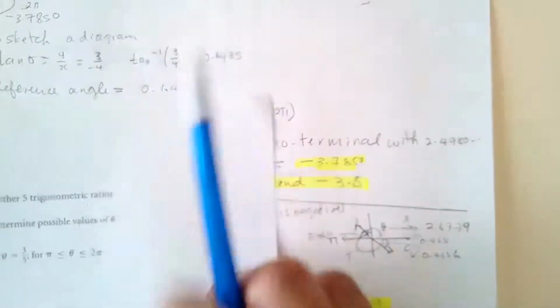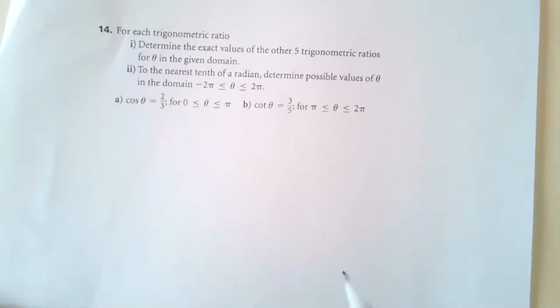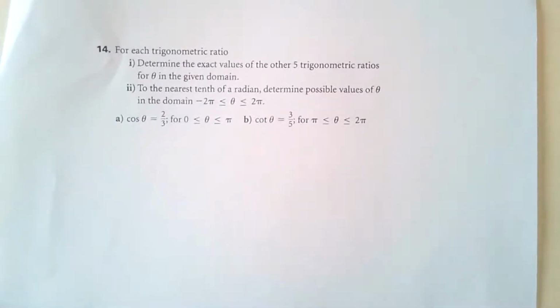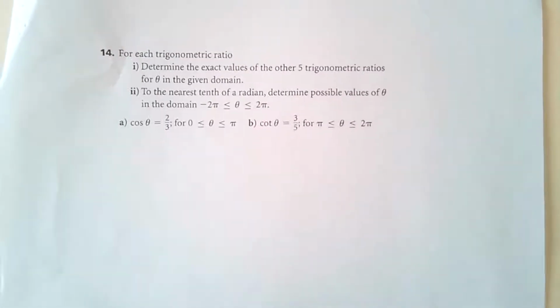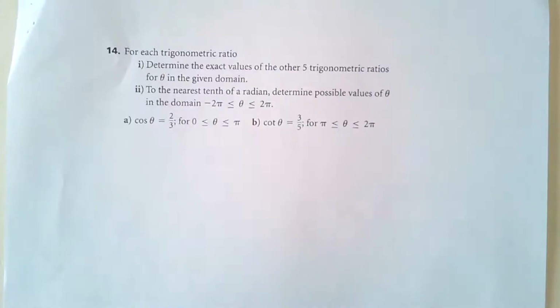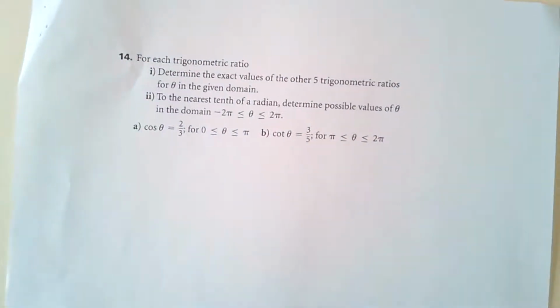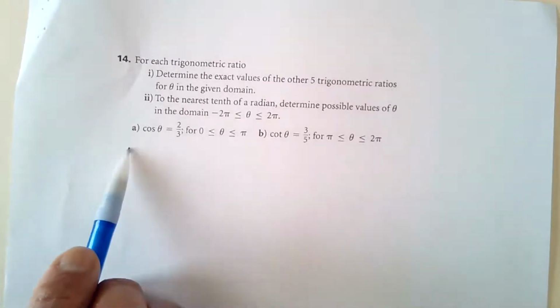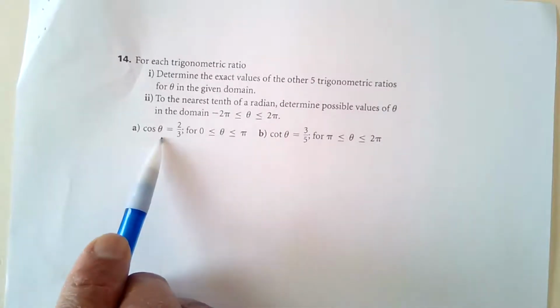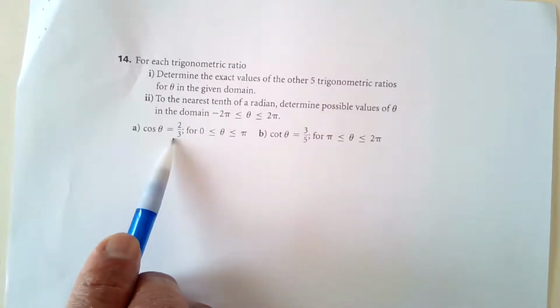I want to try to give you one other example, which is question 14 in your textbook, page 499. For each trig ratio, determine exact values for the defined trig ratios for theta in a given domain. So you're given cosine is 2/3.